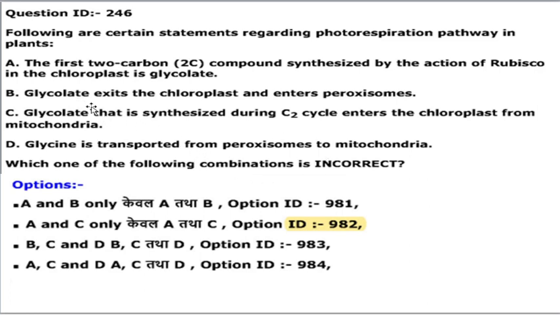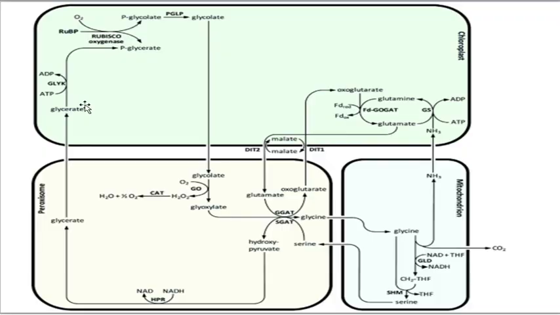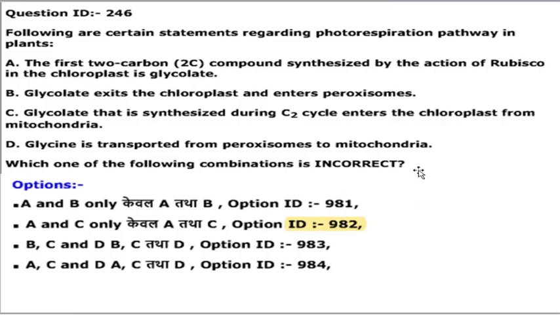Next, glycolate exits the chloroplast and enters the peroxisome. It is absolutely correct. So glycolate, which is produced in the chloroplast, will exit and make its way to the peroxisome. It is a correct option. Here they are asking only for the incorrect option, so just leave option B.